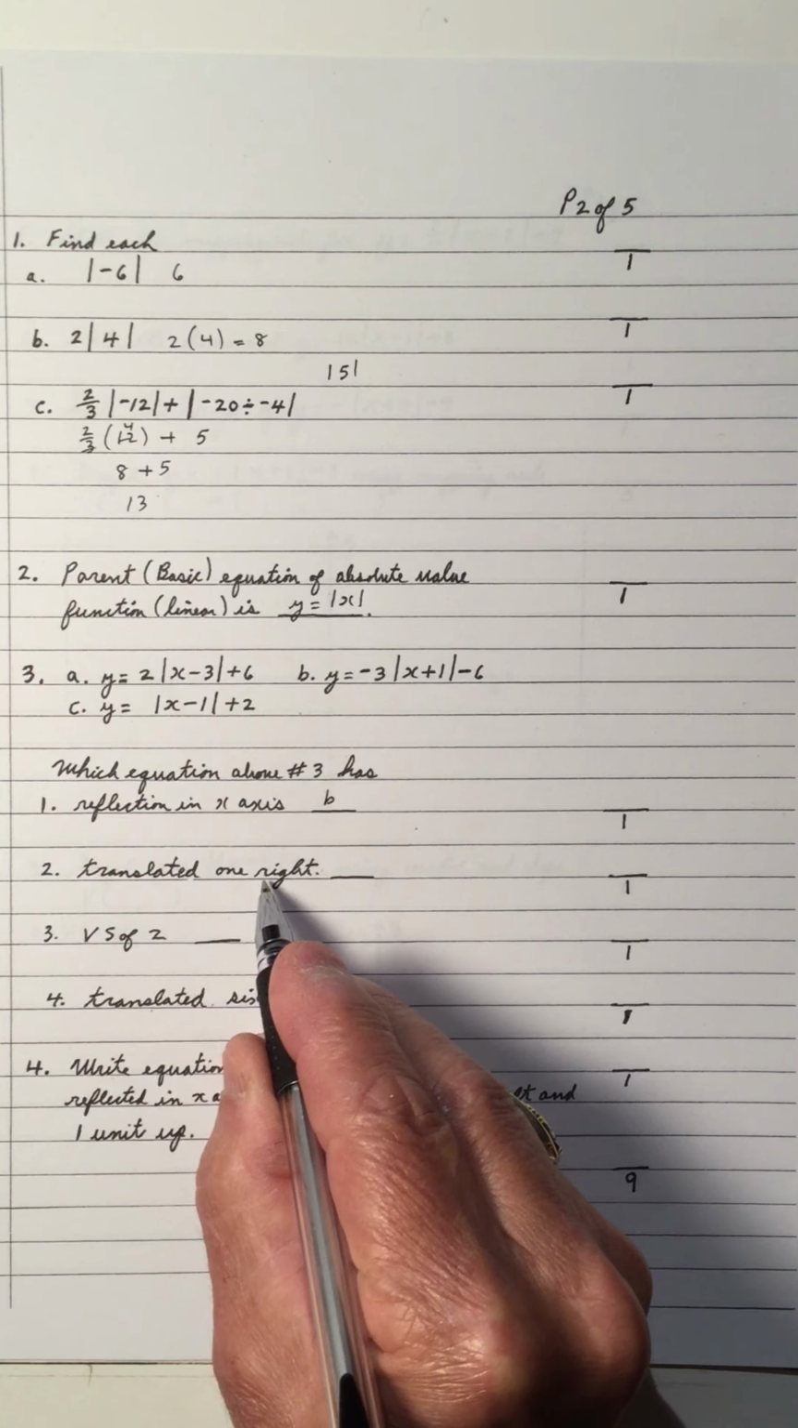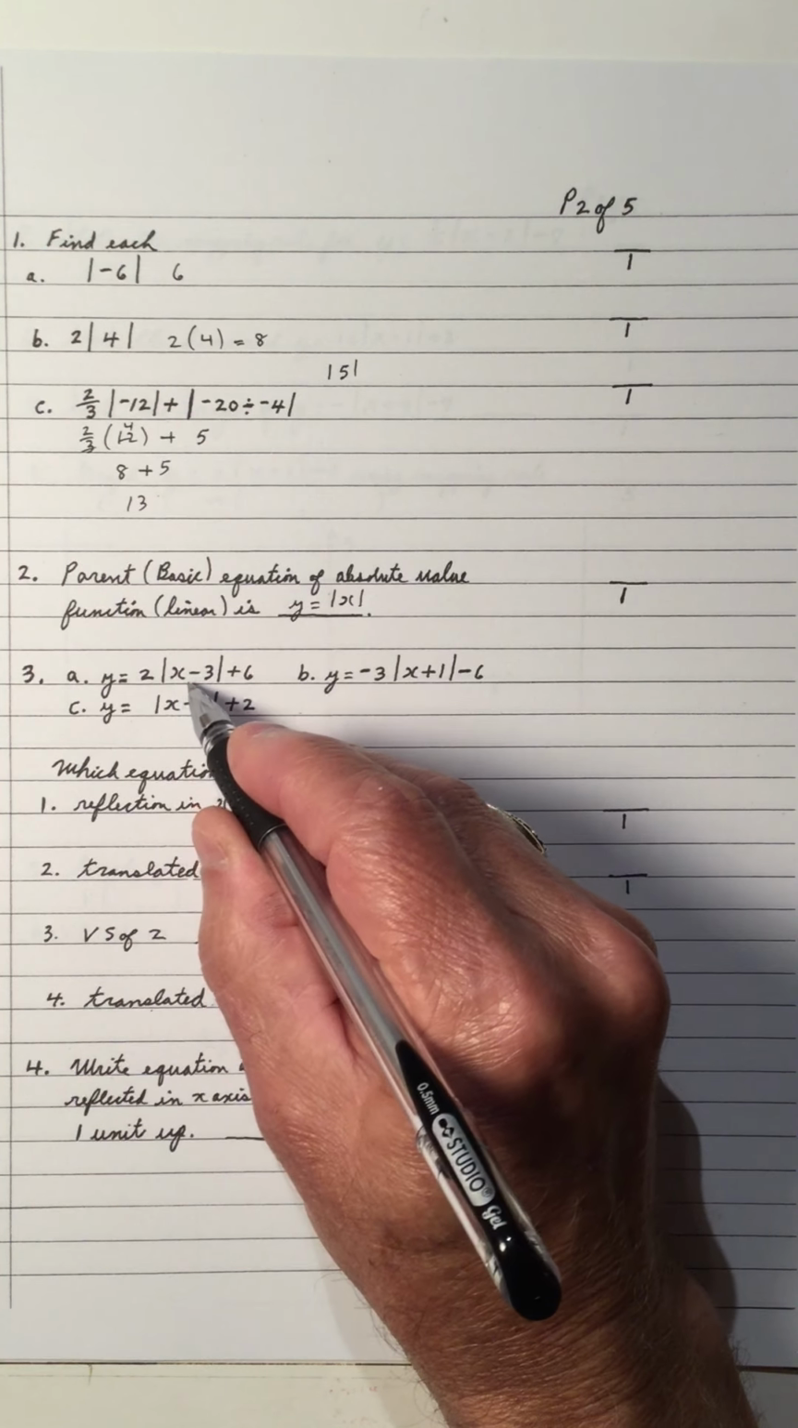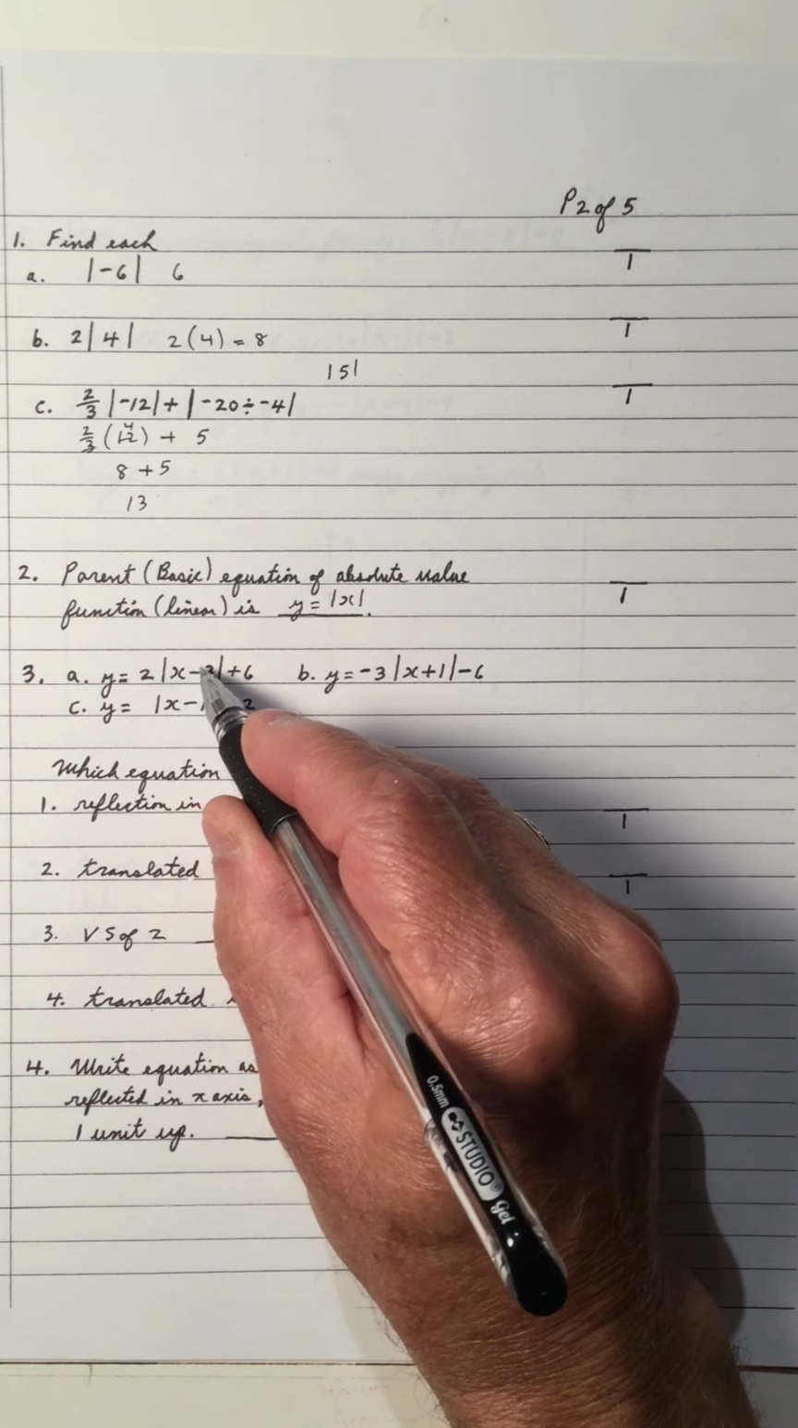Translated 1 right, that's involved inside. This is a minus 3, so that's 3 right. This is a plus 1, so that's 1 left, and this is a minus 1, so that's 1 right. So 1 right is C. A vertical stretch of 2, that means the A value. So that's 2, 3, and 1, so A is the answer. And the vertical stretch is always positive, it's never negative.